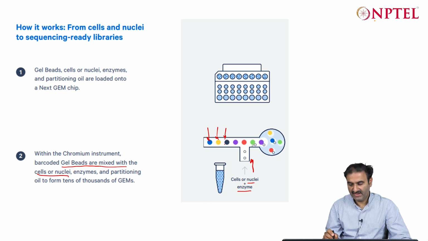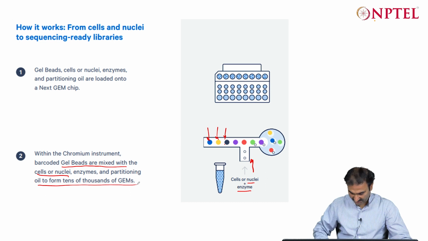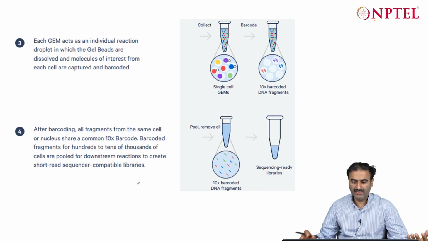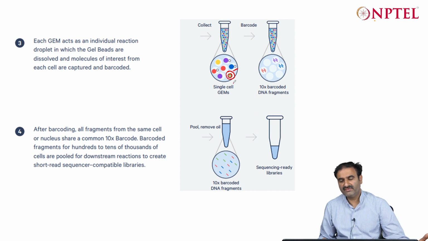So size-wise they are ensuring that there is one cell nuclei and enzyme per bead, right. And then they add partitioning oil to form tens of thousands of gems, and this way they can form thousands of them. Because you can see that there is this color and this is the bead, okay. In this one it has captured a nuclei, but here it is not captured, okay. So many cases may be like that.